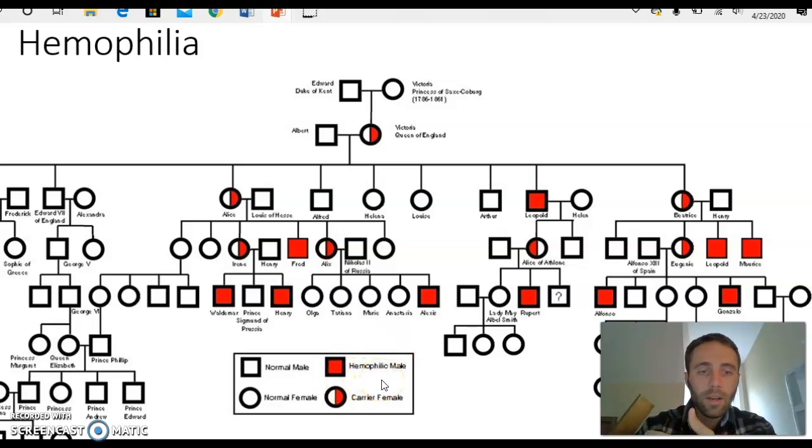But what you can see here, red is the hemophiliac male, meaning that this is the key here. The male is going to express the trait more likely. It's very rare that a female will be affected, because she would have to have both a father who is hemophiliac and a mother who is a carrier.